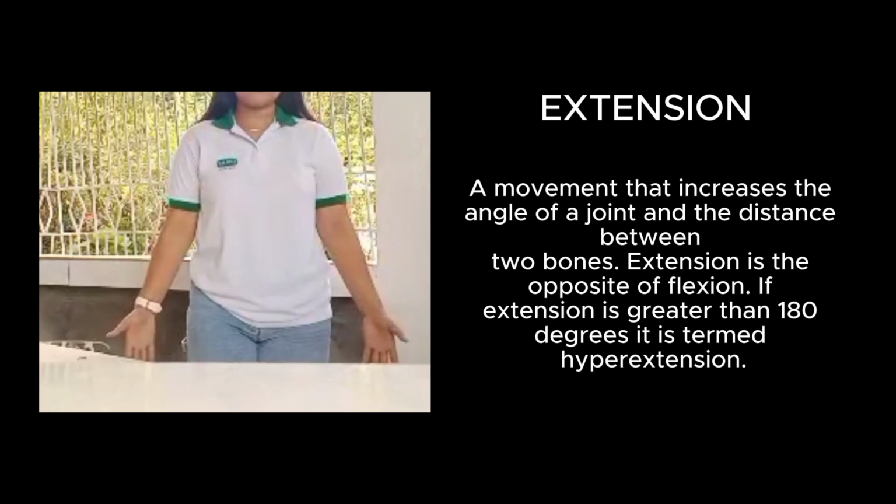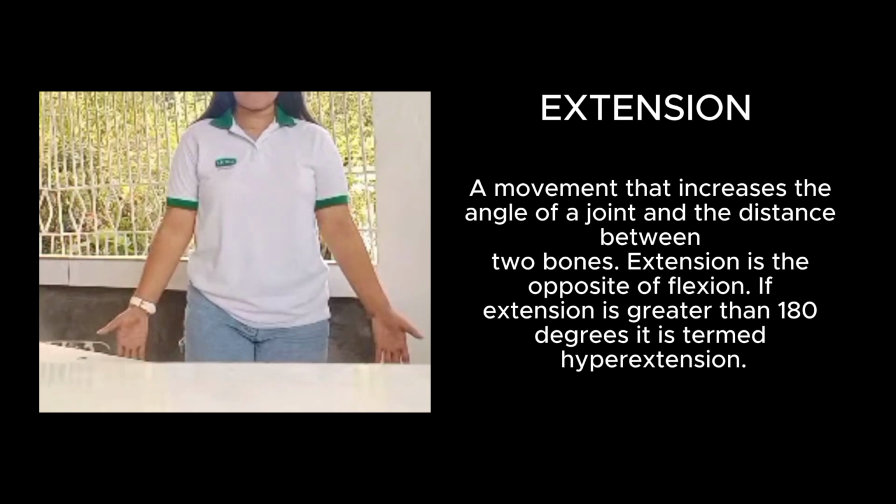Second one is extension, a movement that increases the angle of a joint and the distance between two bones. Extension is the opposite of flexion. If extension is greater than 180 degrees, it is termed hyperextension.